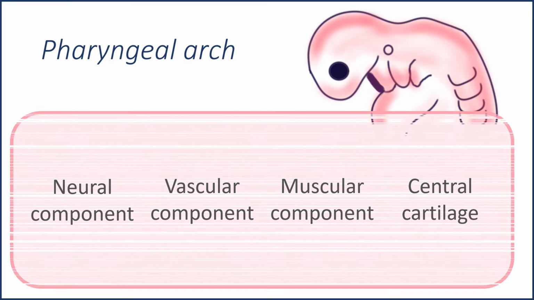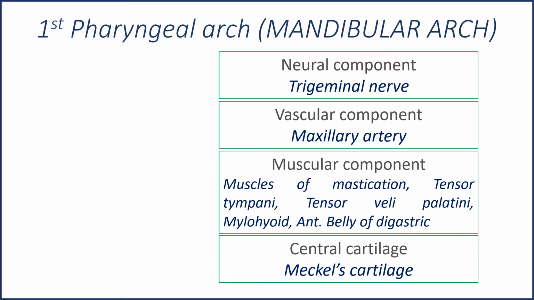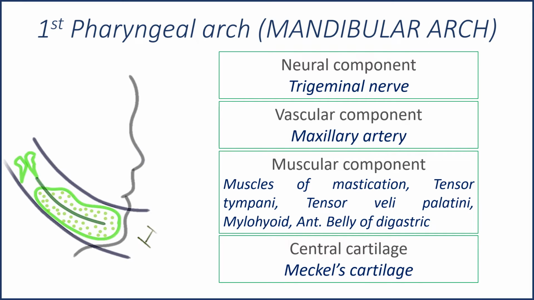Around this time, the pharyngeal arches are also laid down. Each pharyngeal arch has 4 components. First is the neural component, second, the vascular component, third is the muscular component, and fourth is the central cartilage. The mandible or the lower jaw, which we will be discussing today, is the derivative of the first pharyngeal arch, and therefore this arch is also called the mandibular arch.